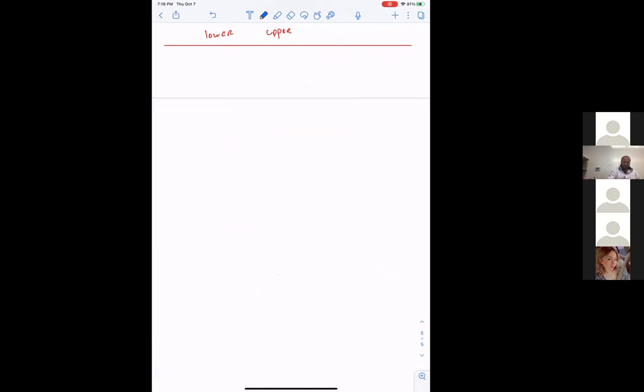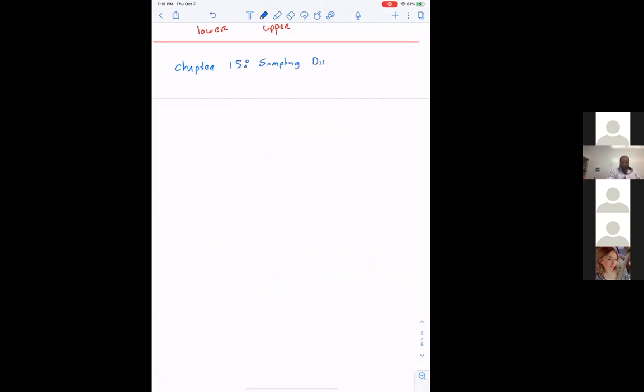And let's start chapter 15 on the sampling distribution of a proportion, or for a proportion. The sampling distribution for a proportion.